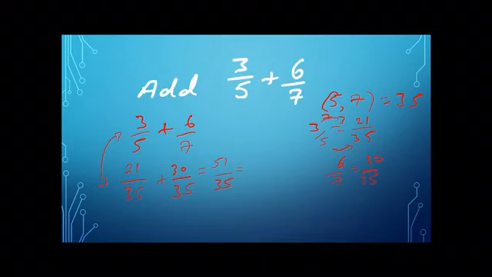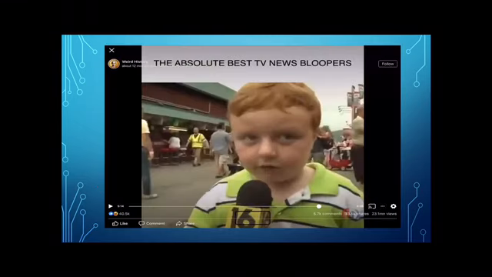In this case that needs to be written as a mixed number. We notice that 35 over 35 is 1, but we have 16 left over because 35 plus 16 is 51. So we have 1 and 16 35ths. I think that's enough fractions for today.